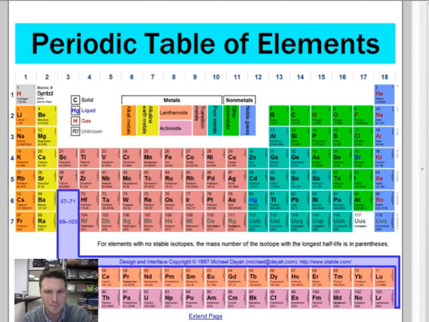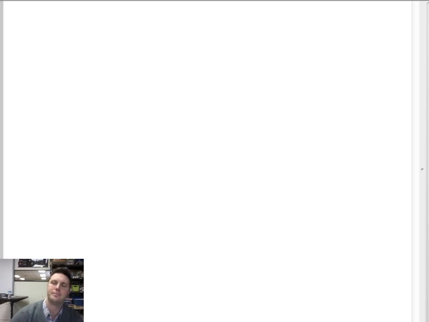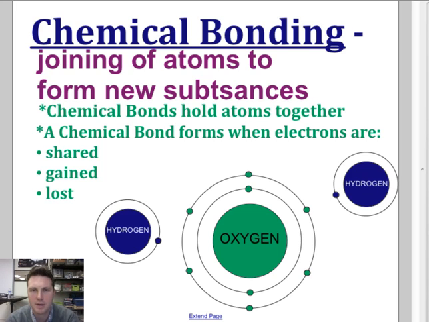Here's the periodic table. As you can see, it has all the elements, and everything in the entire universe is made up of these elements. Hydrogen is the most basic. We already talked about this. Helium is number 2. Lithium, beryllium, boron, carbon, nitrogen, oxygen, fluorine, etc. All right, let's talk about chemical bonding.